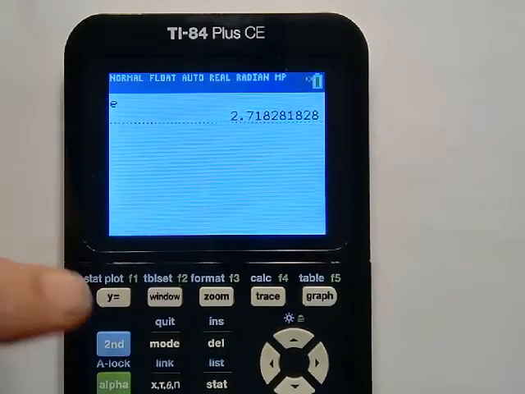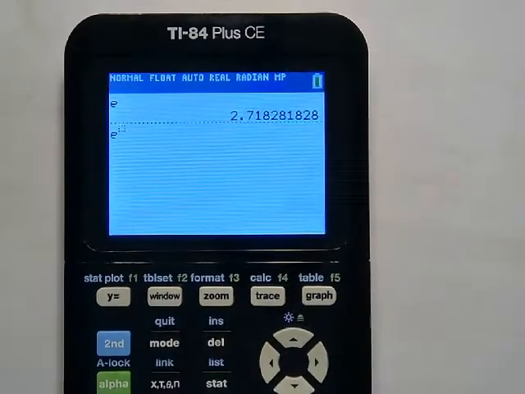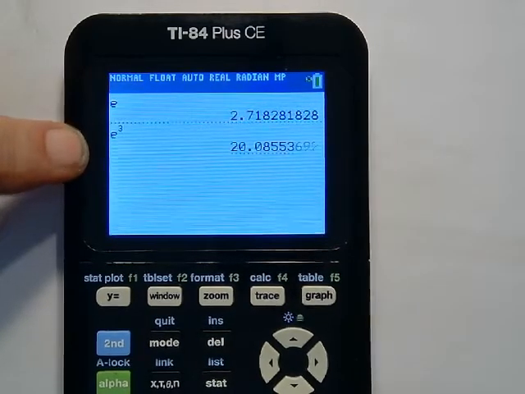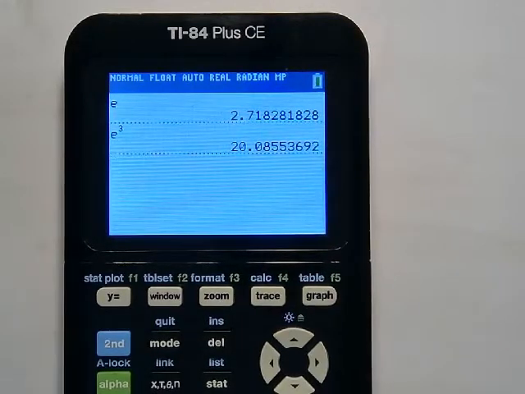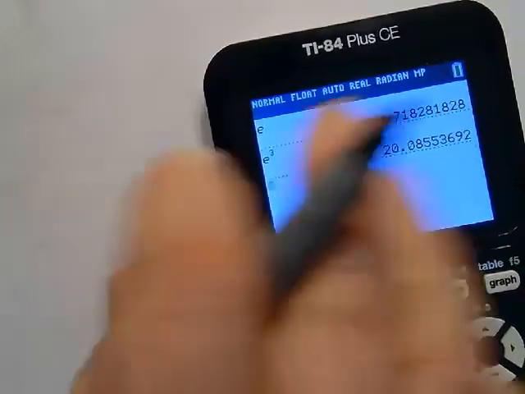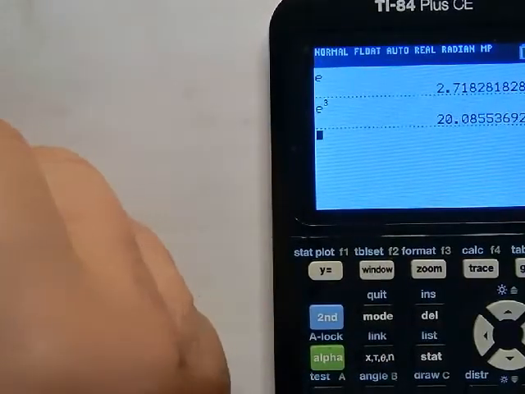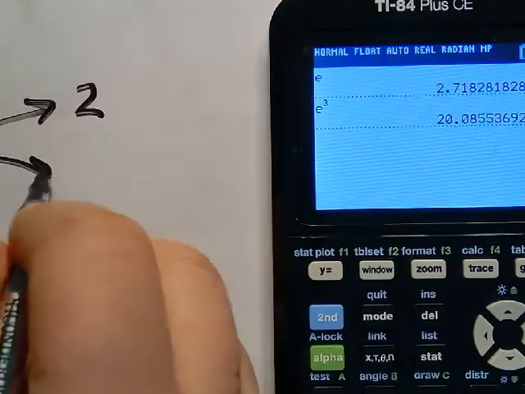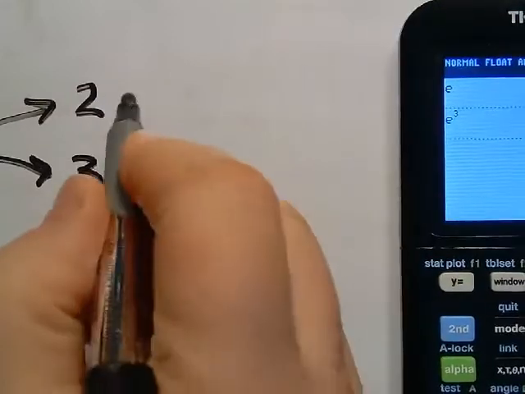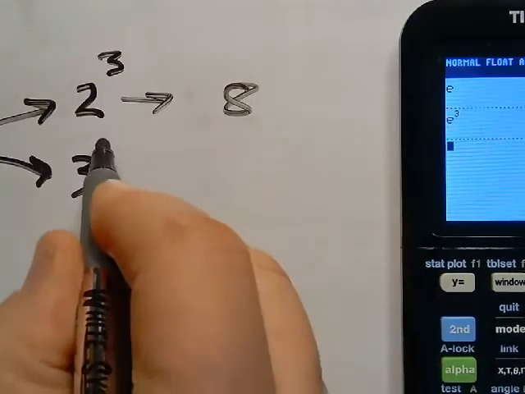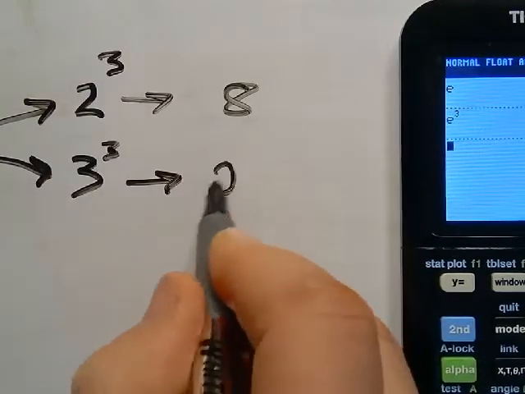So second, E to the x, and then you would be able to type in a number for the x. Let's just type in a number here. How about E to the third? That gives us a value of 20.08536 or so. Now, is that right? Well, let's take a look at this here. If E is approximately 2.7, that's somewhere between 2 and 3. If I raise 2 to the third power, I'd get 8, and if I raised 3 to the third power, I'd get 27.